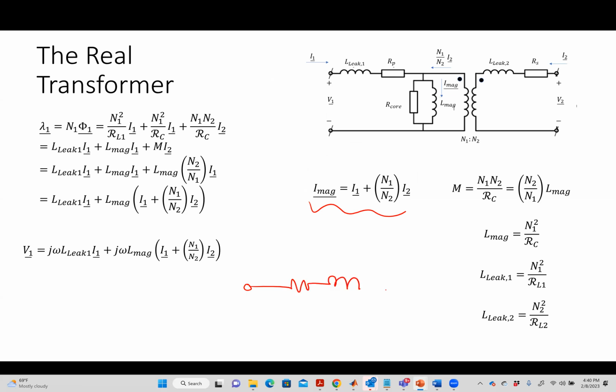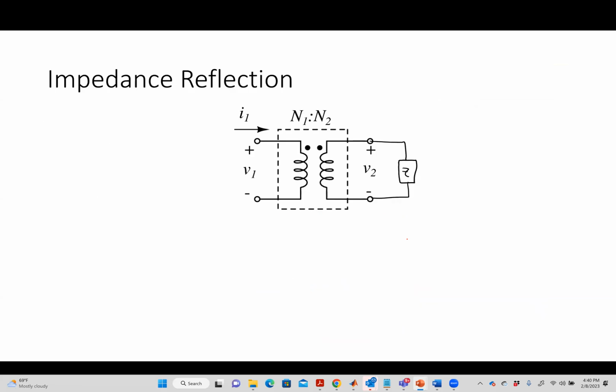a power engineer, for instance, simplifies this down to this. Usually able to get rid of the magnetizing stuff, and turns this all into one series RL. There's a way of doing that. To do it though, I have to use this impedance reflection idea. Okay.